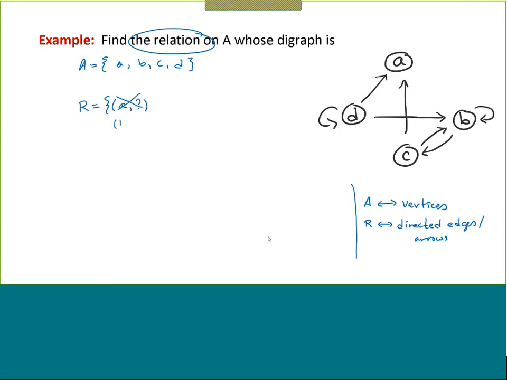So then we look, all right, do we have any ordered pairs that start with a B? What do you think? Do we have any of our edges that start at B?